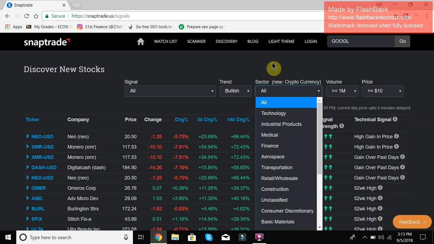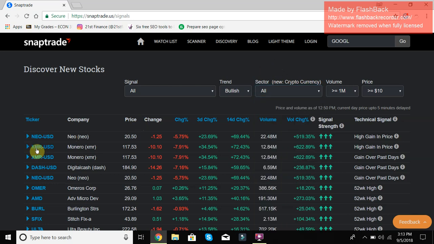Say you have money and you want to buy something, but you don't know what you want to buy. This page is really good for finding new stocks, discovering new things. Right now it's showing cryptocurrency, some of the new ones. Same basic information you're looking for: volume changes, 14-day percent changes, 3-day, 1-day, current price, things like that.